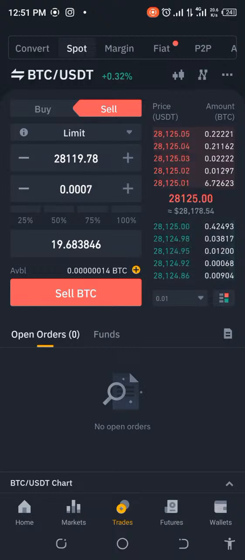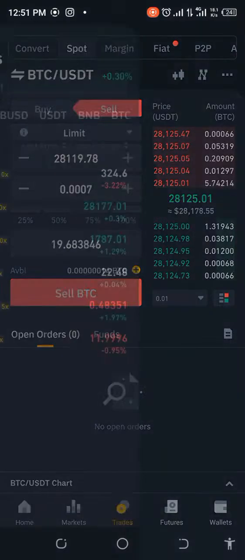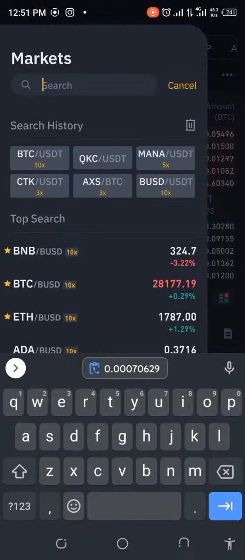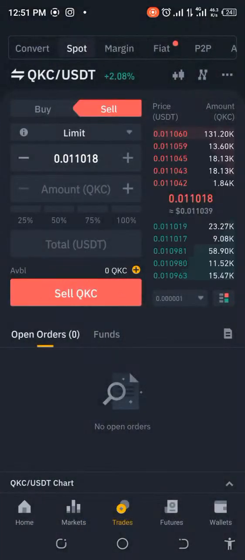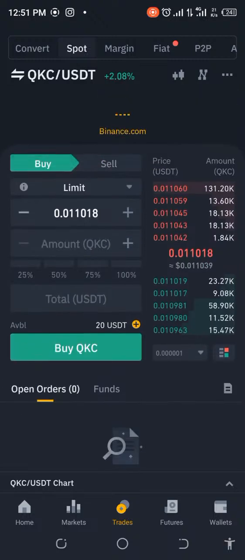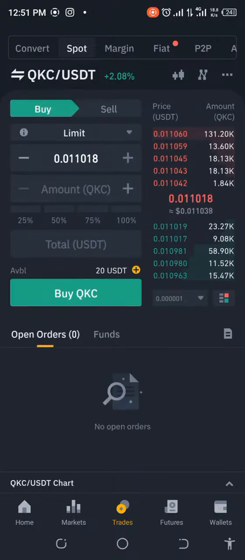So let's go back. Let's retrace our steps, okay? Let's retrace our steps back to QKC USDT. Now, I'm doing this so that we can be clear on what we really need to do and what we are deciding to do, okay? So what we want to do is buy, but it looks like we're going to have to use limit order with a slight mix, okay?